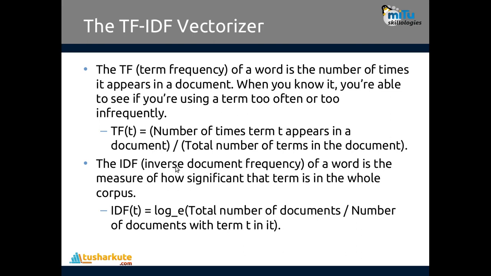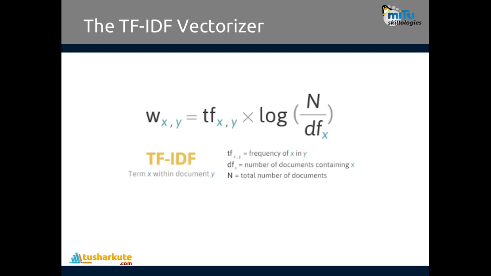And IDF is the inverse document frequency of a word, a measure of how significant that term is in the whole corpus. It's calculated using log e of the total number of documents divided by the number of documents containing the term t. That's how the inverse document frequency is identified. So when we analyze your data, we'll be making use of the TF IDF vectorizer, by which the importance of the data, or the numerical conversion of this data, is possible. This is the formula that the TF IDF vectorizer uses.